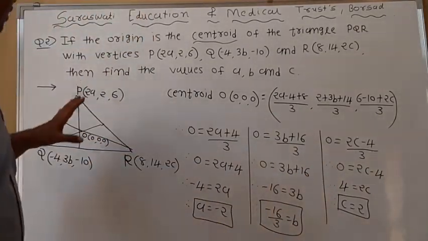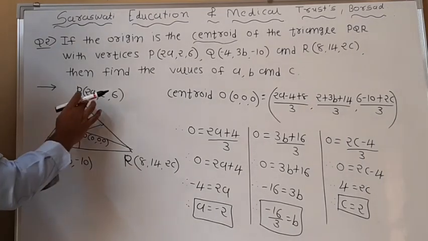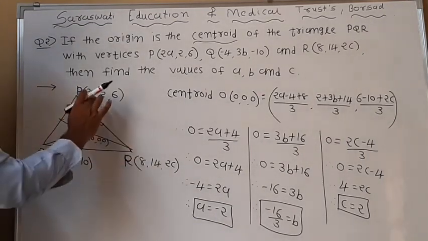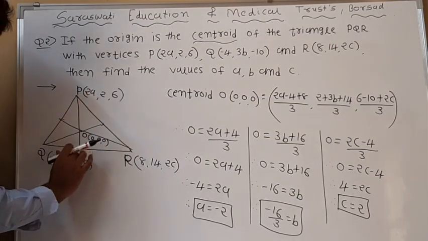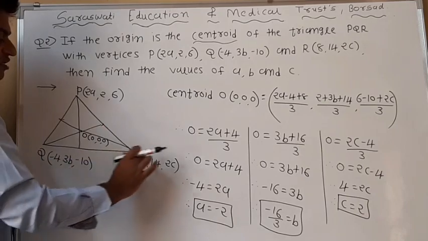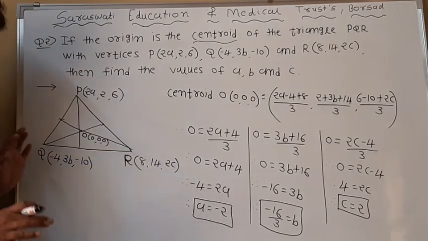So the formula of the centroid is ((x1 + x2 + x3)/3, (y1 + y2 + y3)/3, (z1 + z2 + z3)/3).